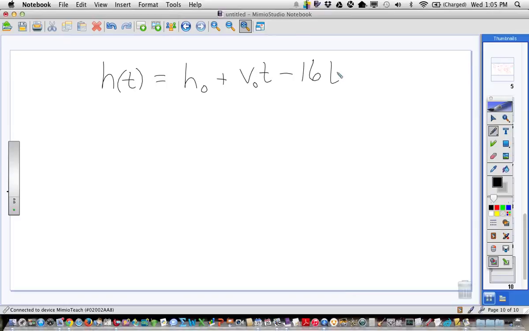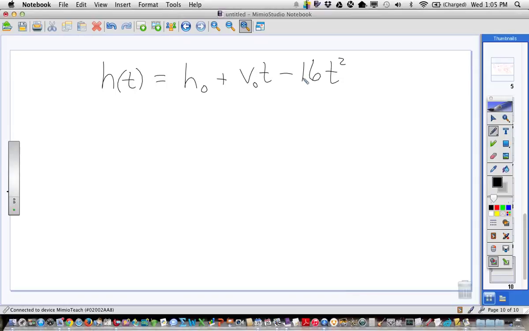Now there's two of them there. One of them is if you're using meters, and one of them is if you're using feet. I think the problems in our homework deal with feet. Okay? And the 16 comes from the acceleration of gravity. Acceleration of gravity is 32 feet per second squared.